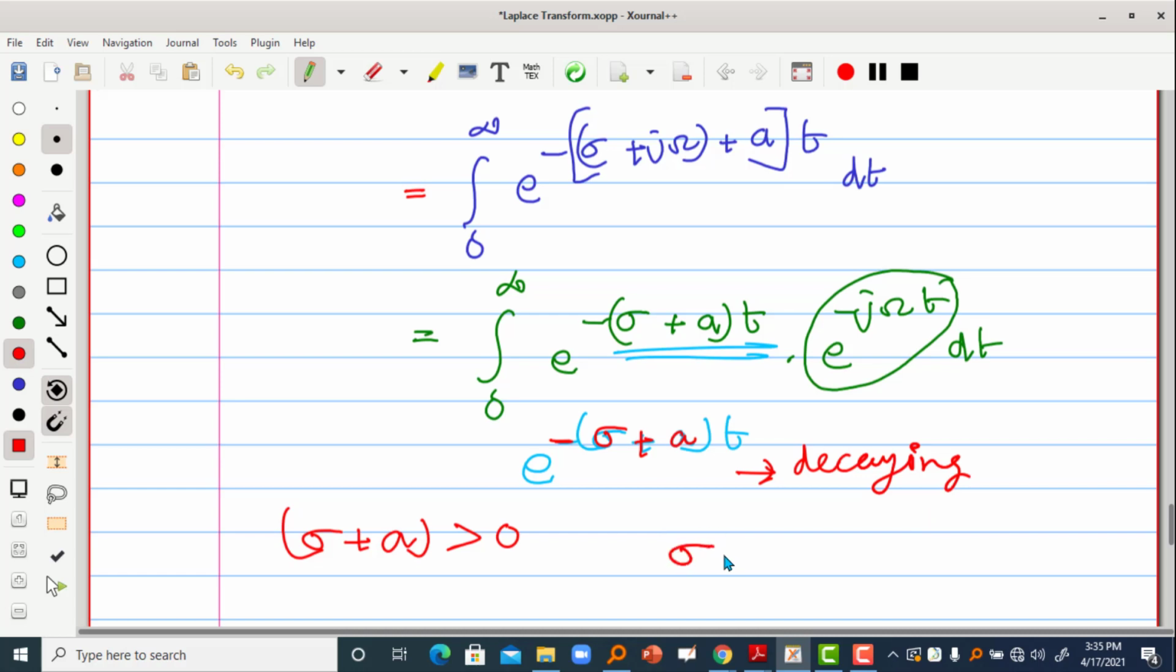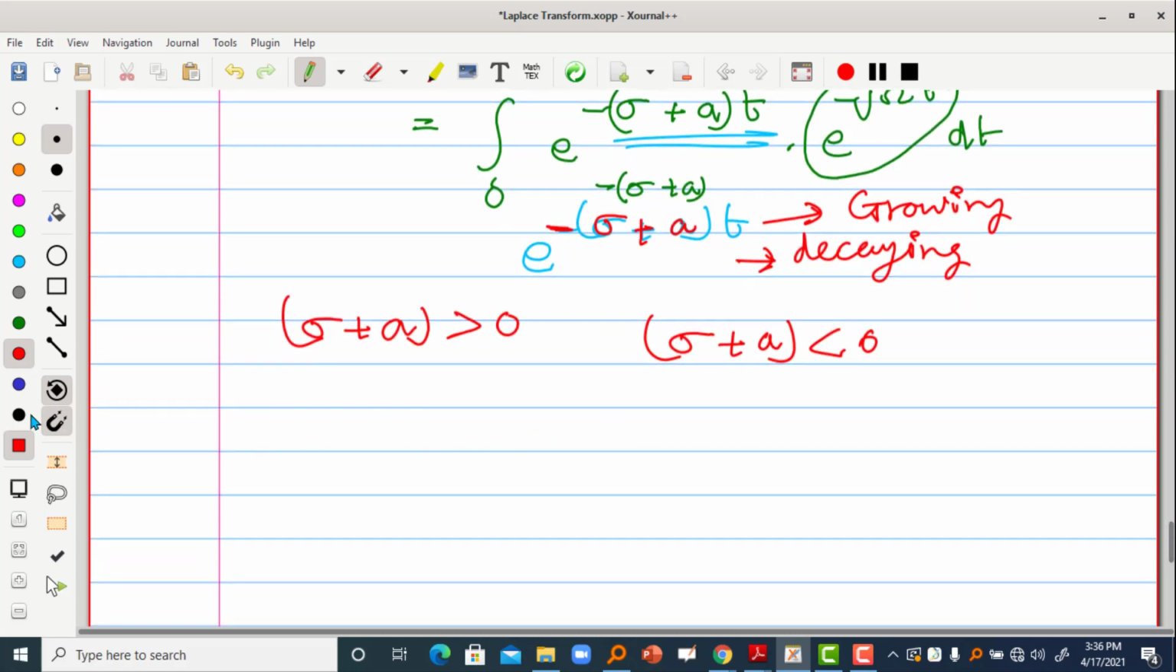But in case sigma plus a is less than 0, that is, sigma plus a is negative, then what happens when you substitute that negative sigma plus a into this equation? Already there is a negative present outside the bracket, and if you are substituting minus (sigma plus a) into this bracket, these two negatives will get cancelled and this e power (sigma plus a) t will become a growing real exponential. So this is a problem. We cannot integrate if it is a growing exponential. So we can conclude that only in the case of sigma plus a greater than 0, the integral exists.